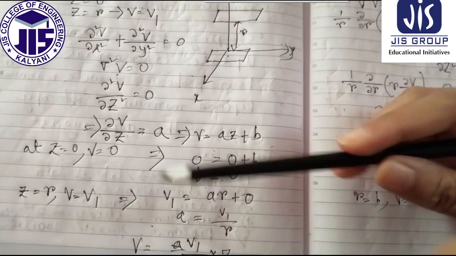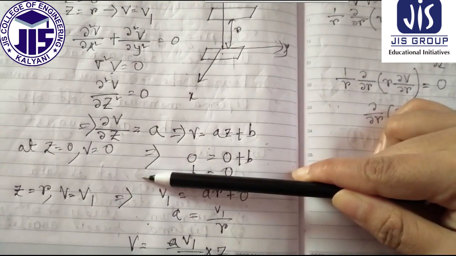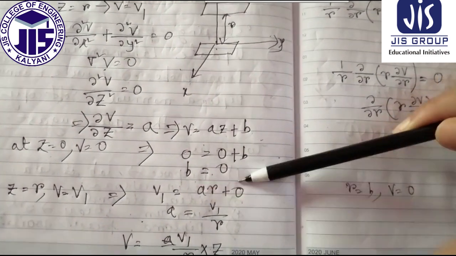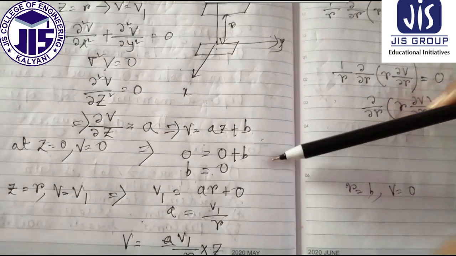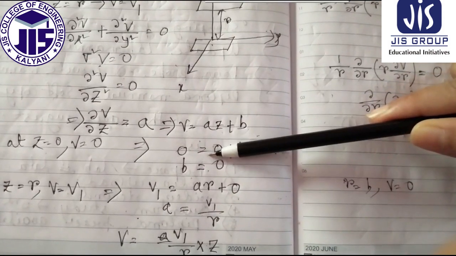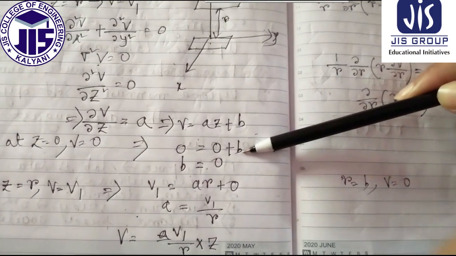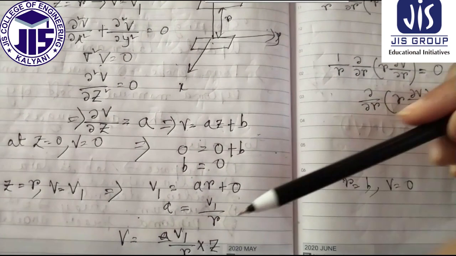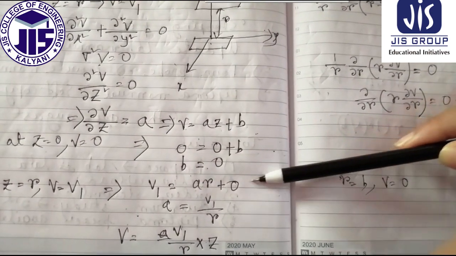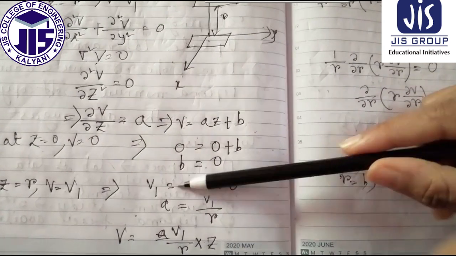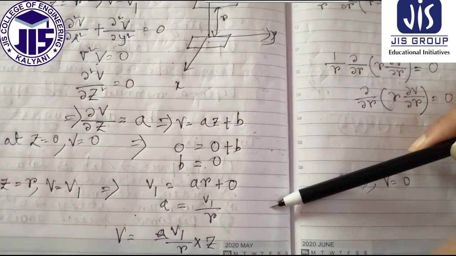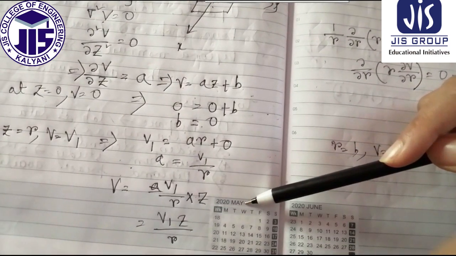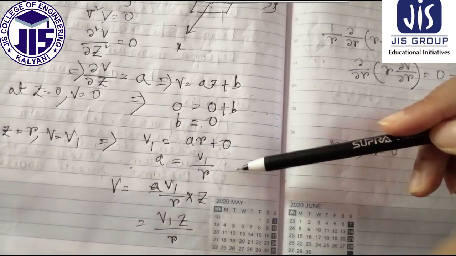Now, at z equal to 0, V equal to 0. If we put it over here, then we get 0 equal to 0 plus b. So by calculation we get b equal to 0. At z equal to r, V equal to V1, and V1 equal to ar plus 0. So here a equal to V1 by r, and V equal to V1 by r into z. So V equals V1 z by r.